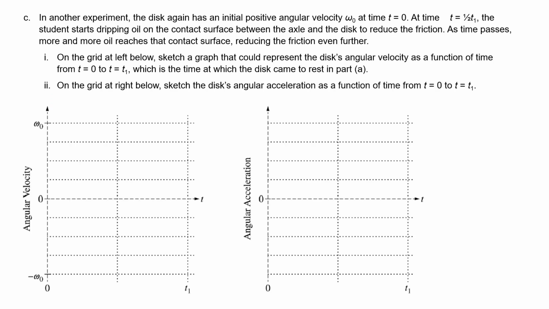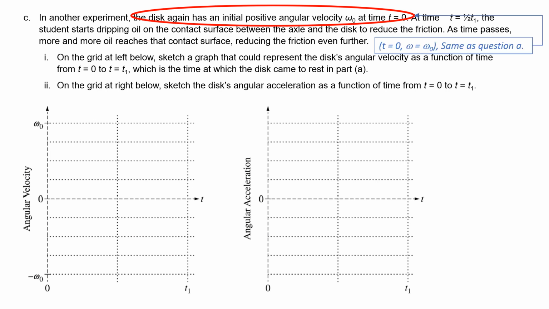So on the next page, this time, there's something added to this problem, and that is dripping oil. So again, let's just go over it. This again has an initial positive angular velocity. So it means the same as question number 1. You start from t sub 0, or t equals 0, and omega sub naught. So it should be at the same dot.